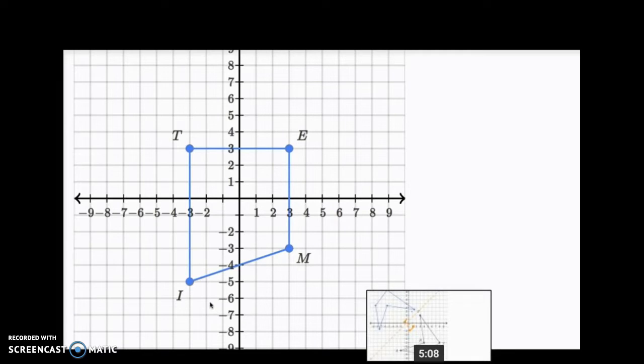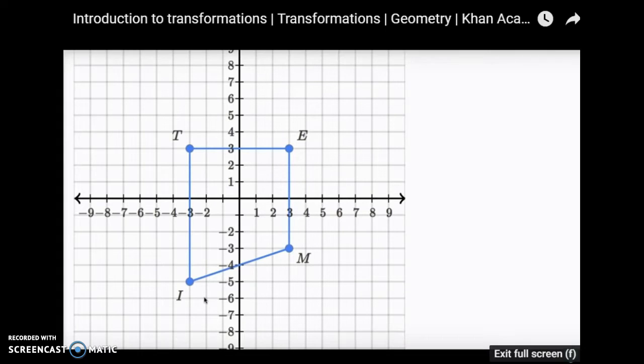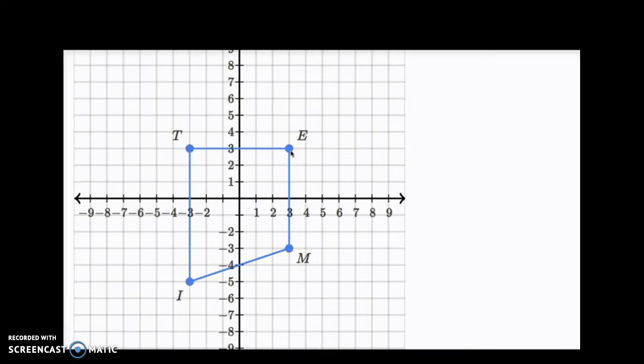It's talking about taking a set of coordinates or a set of points and then changing them into a different set of points. There are points along the sides too. You could argue there are an infinite number of points along this quadrilateral. This right over here, the point x equals 0, y equals -4, is a point on the quadrilateral.